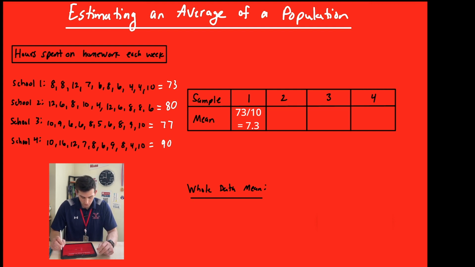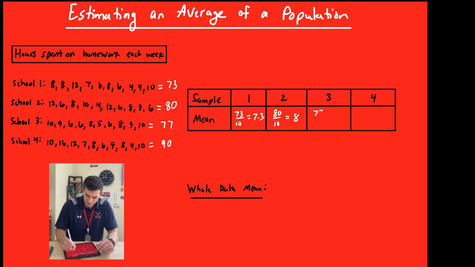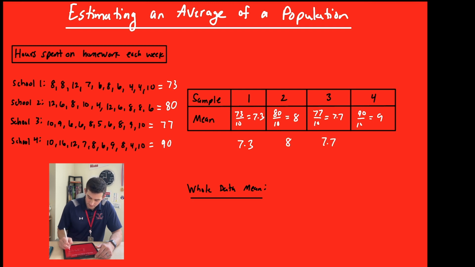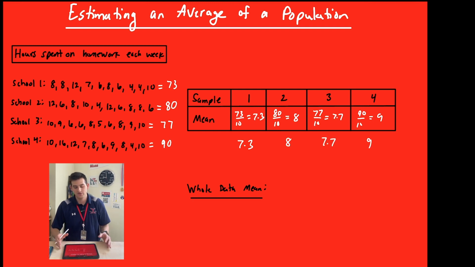For school number 2, we added those 10 numbers up and we got 80 total hours. If we divide that by 10, that gives us an average of 8 hours for each of those students per week. School number 3 was 77, so we can divide that by 10 to get 7.7 hours. And school number 4 was 90 hours. If we divide that by 10, we get 9. So we look at our averages: 7.3, 8, 7.7, and 9. So 4 different averages there.